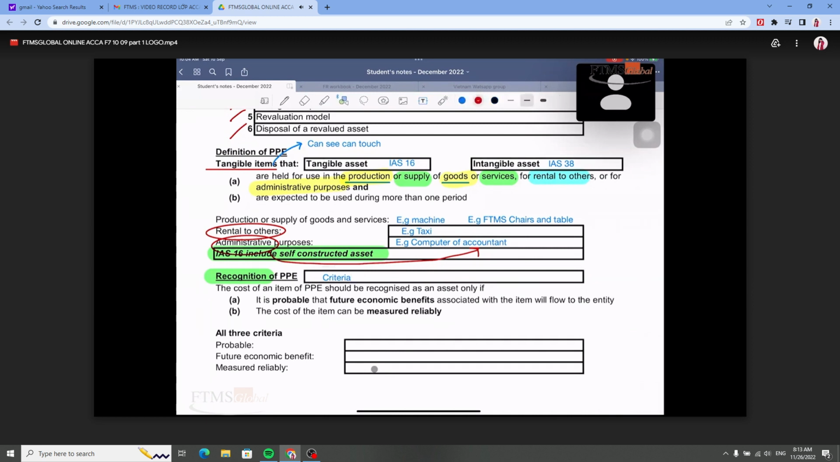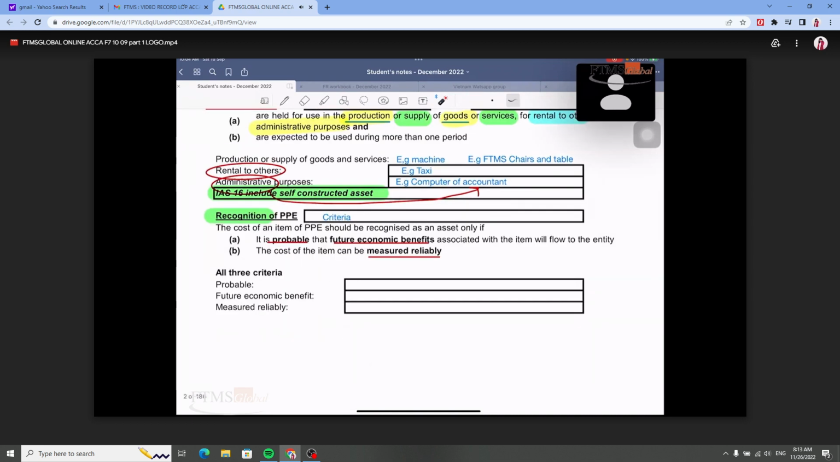So the criteria are these. First one, probable future economic benefit and measure reliably, right? So these are the criteria of PPE. Recognition means criteria. So probable means what? You see this word probable many times. Probable in the context of IAS 16 simply means very high chance.